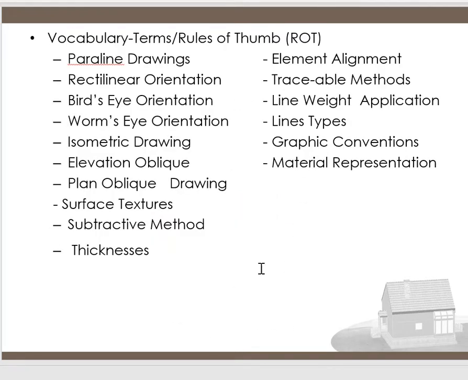Here's some of the vocabulary terms we may go over. The term Paraline drawing and different kinds of orientation: rectilinear, bird's eye view, worm view, isometric drawing, elevation oblique, and plan oblique. Those are drawings we're really going to focus on today. Some concepts like surface textures and different types of methods, subtractive methods and traceable methods. Just talk a little bit about thicknesses and line weights and types again, and some of the material representations that go with this type of Paraline drawing.